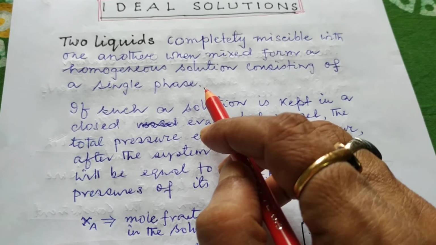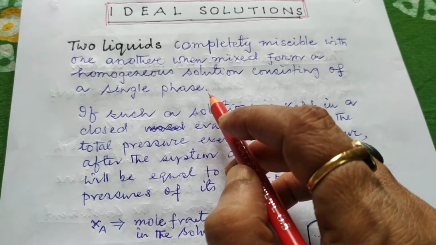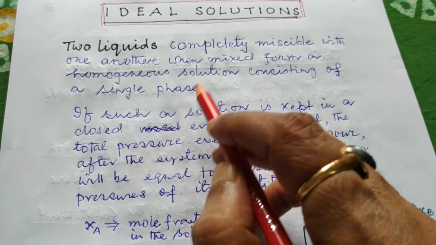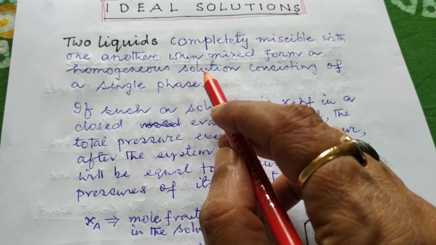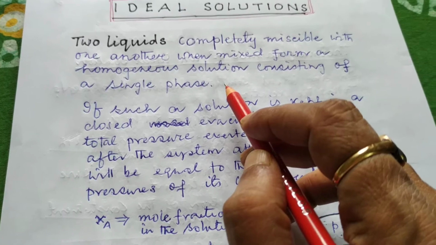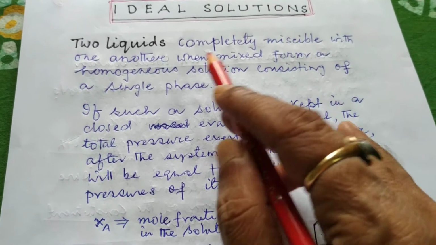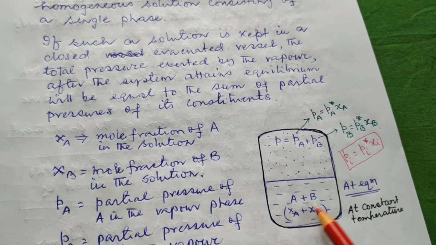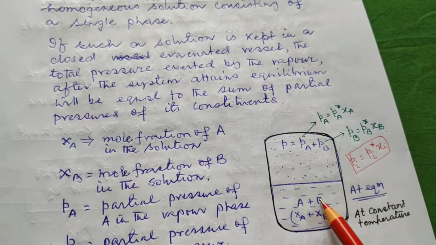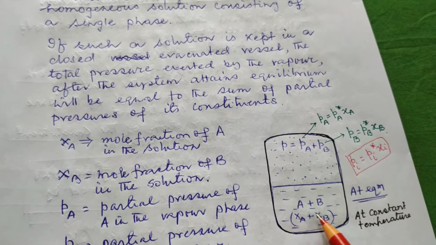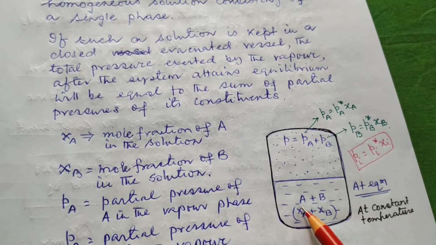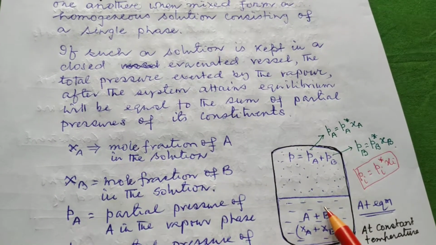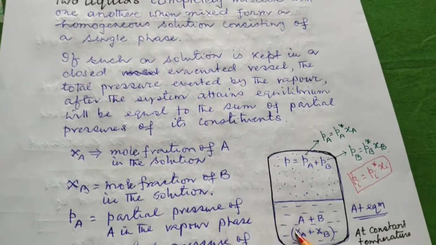That is, when two liquids which are completely miscible with one another are mixed, they form a homogeneous solution consisting of a single phase. Let the liquids A and B be mixed, they form a homogeneous solution. This is a single phase system.